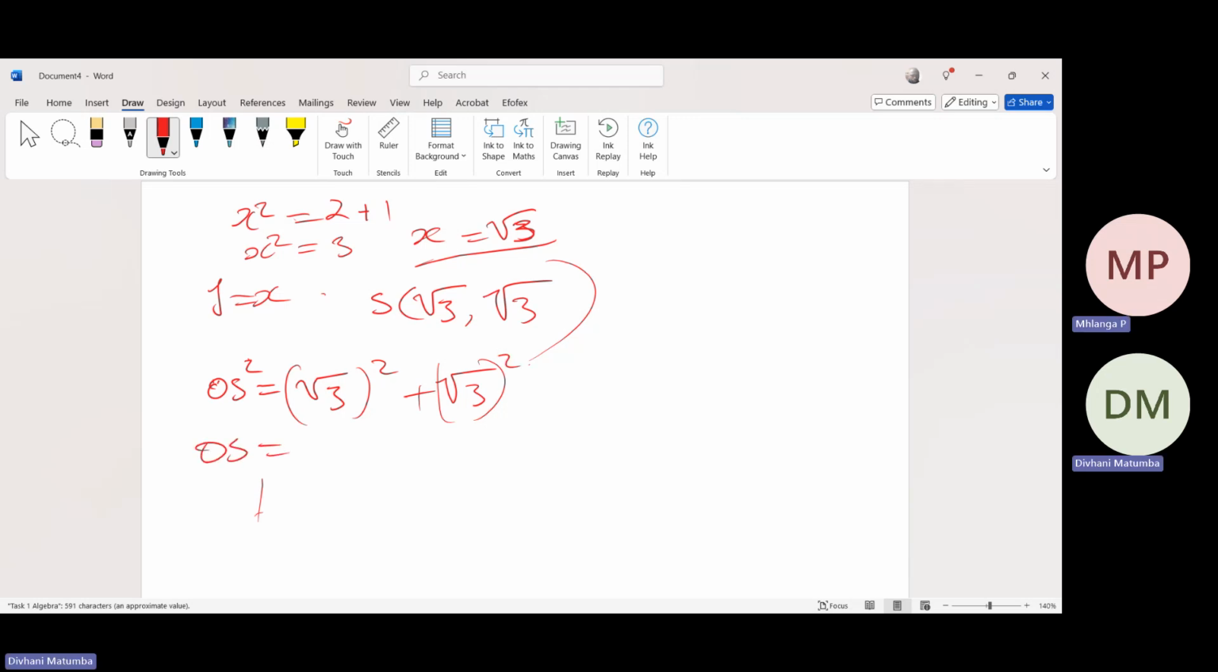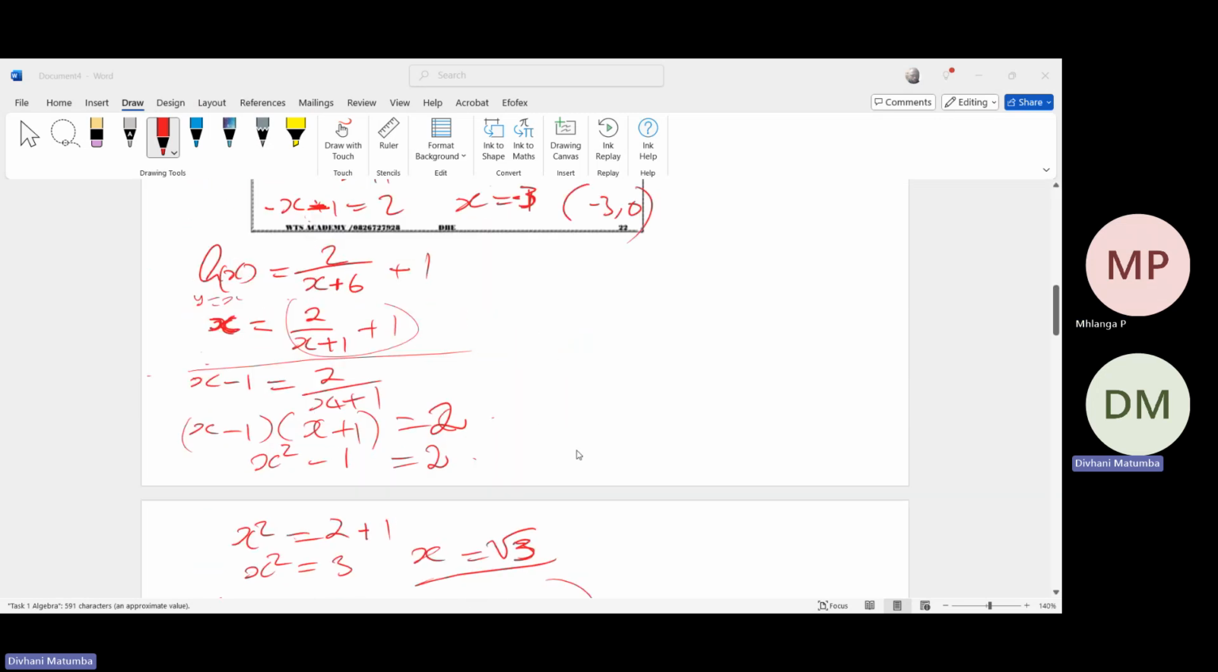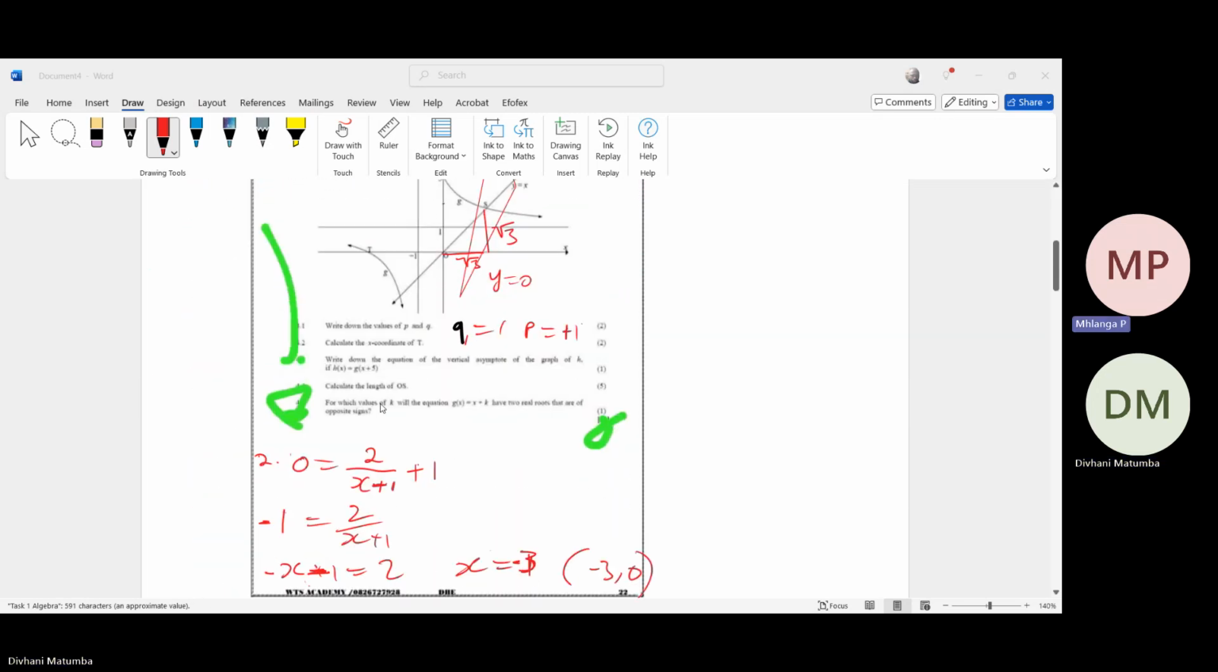So OS squared is given by 3 plus 3, which is 6. Now OS is given by the square root of 6. I don't know if we agree. Do you agree? Yeah, I agree.